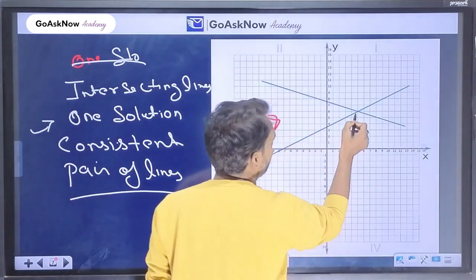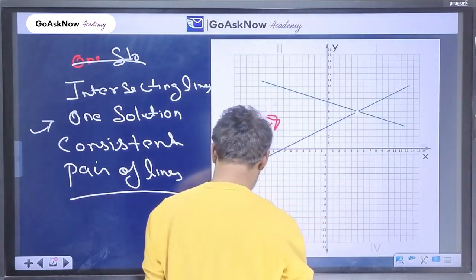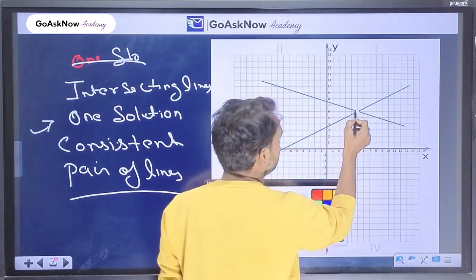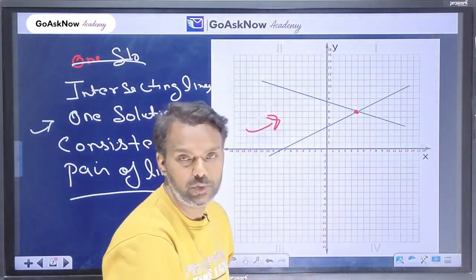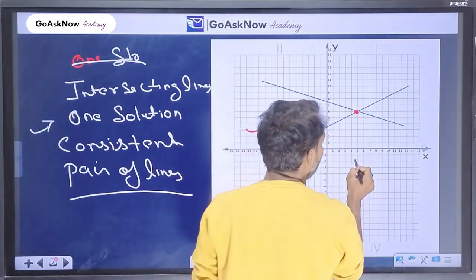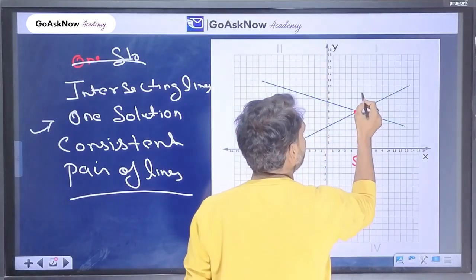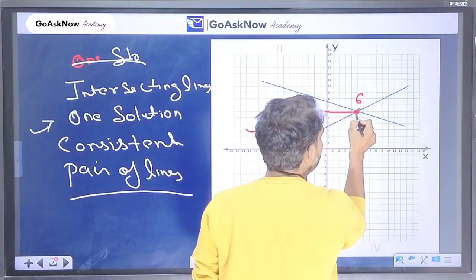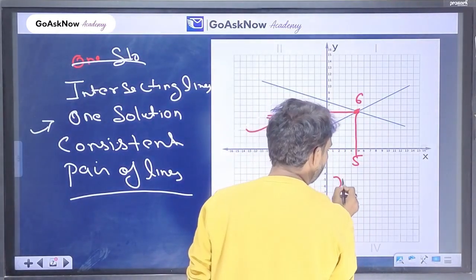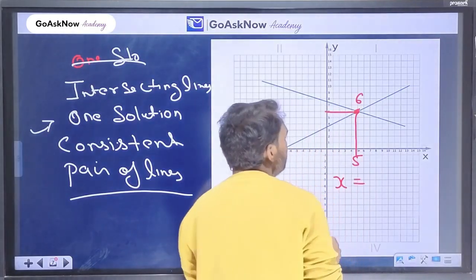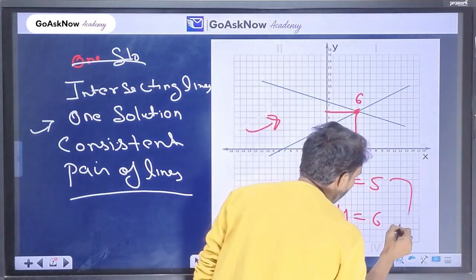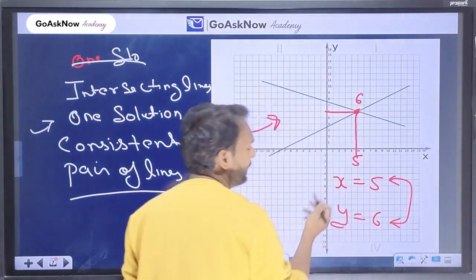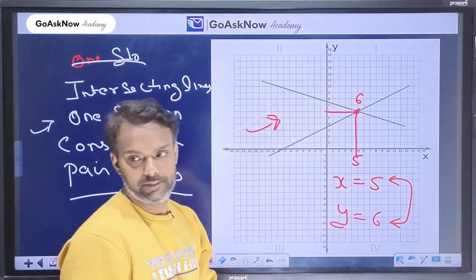What is the solution here? The solution is this point, the point where these both lines meet each other. Okay, and that's 5 is x and 6 is y. So we can say x equal to 5 and y equal to 6. The solution of these both lines is x equal to 5 and y equal to 6.